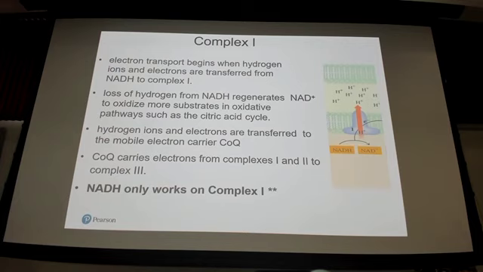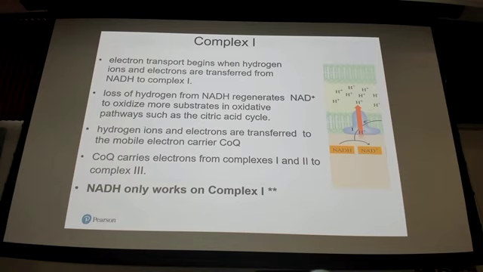I got asked a great question as to why NADH only works at complex 1. That's because it has a specific binding affinity to the proteins associated with complex 1. So that's why NADH specifically works at complex 1. Same thing for FAD. FAD has binding specificity for complex 2.